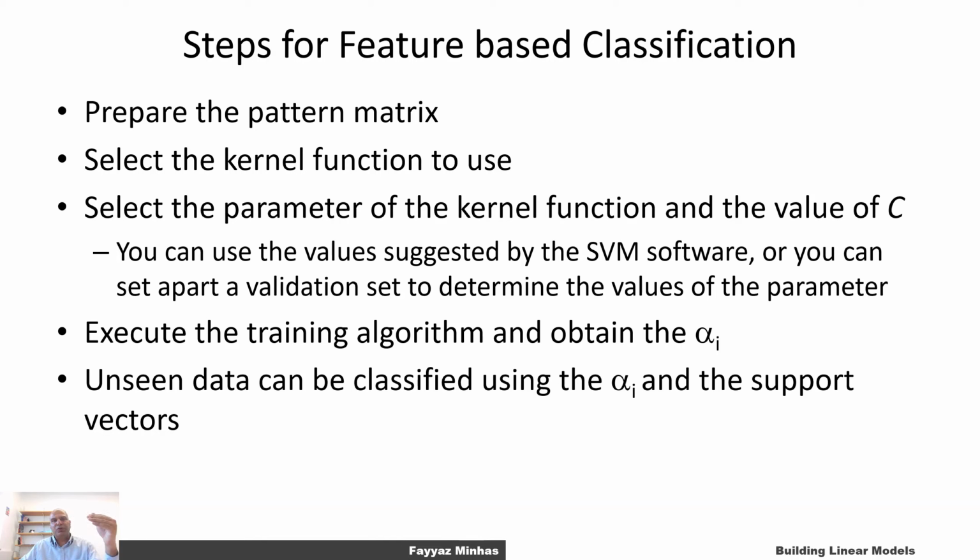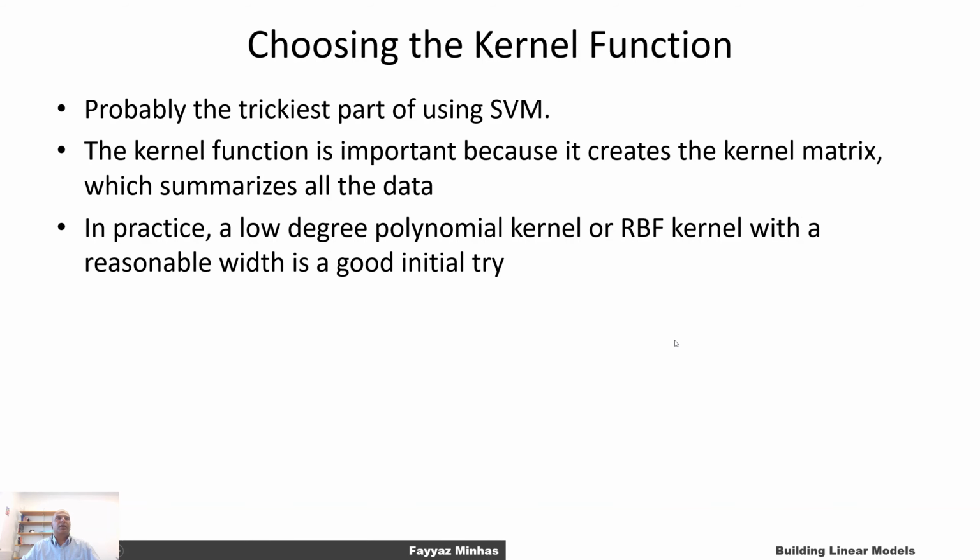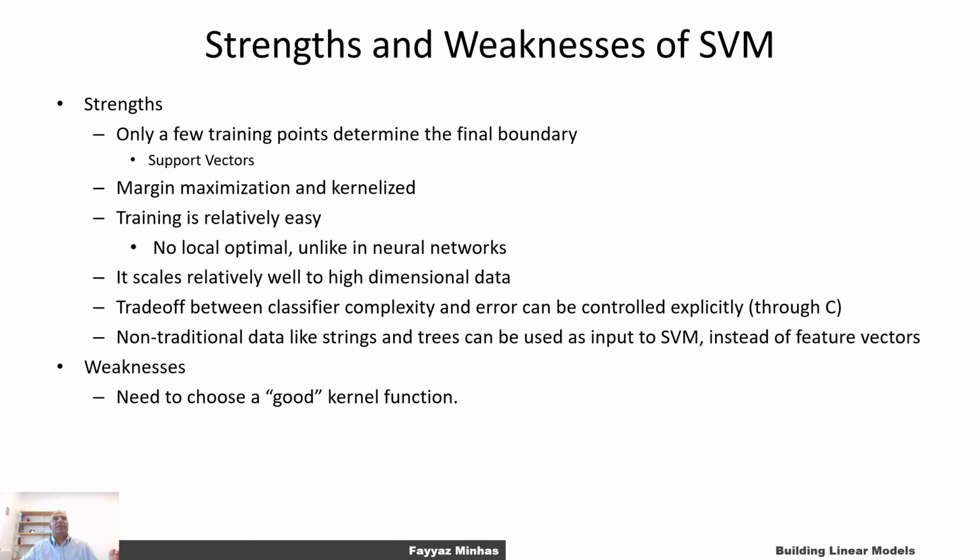Once you do that, your library is going to execute the code and give you the values of those alphas that determine your discriminant function. Once you have that and the original training data set, you can use it to classify unseen data. Okay, that's the good thing about it. The strength of the support vector machine is that it's optimal. It gives you an optimal boundary. Its margin is maximized, and it can be kernelized. That means it can solve linearly non-separable problems.